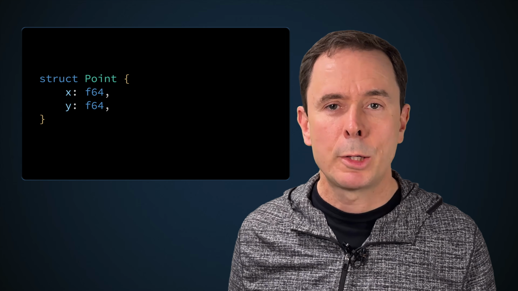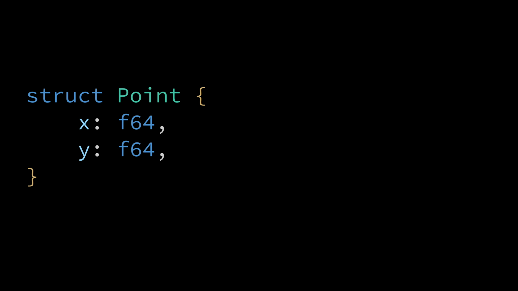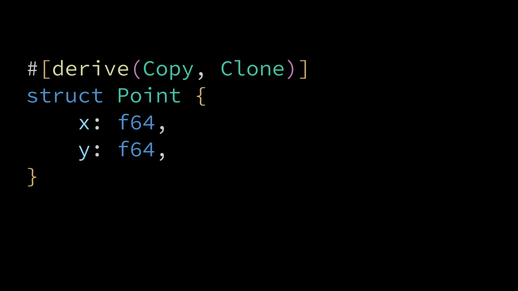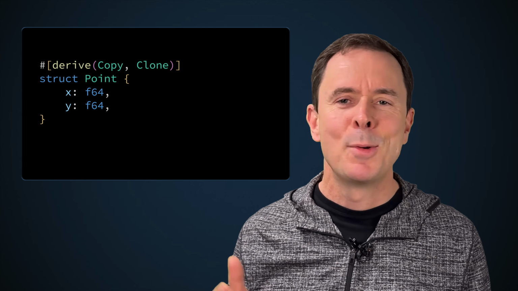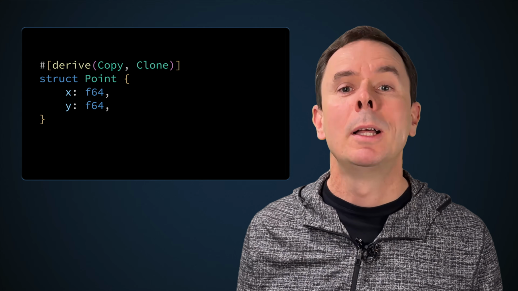Well, I think the most natural syntax to make a type copyable would be to say hash square bracket derive parens copy comma clone close parens close square bracket. Nice, that's just intuitive, right? Okay, what the hell is this? All right, well, yes, this really is the typical Rust syntax to make a type copyable, so let's break it down.